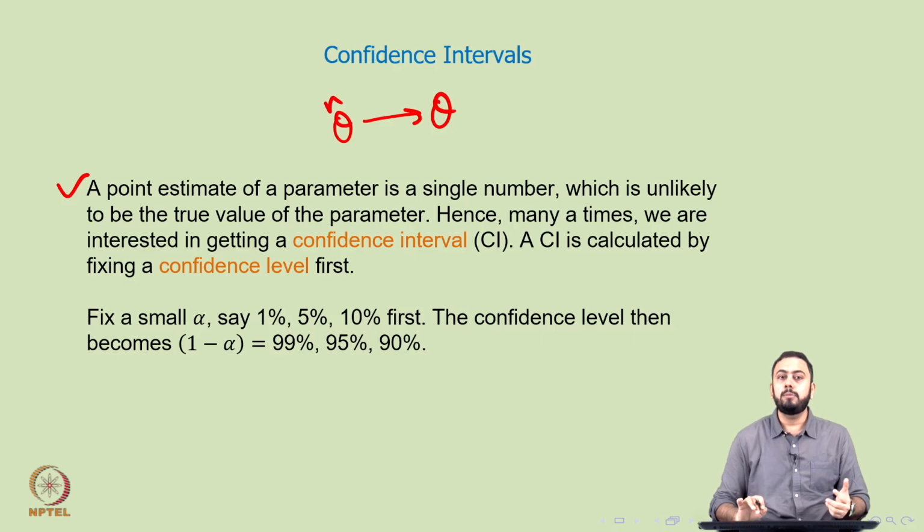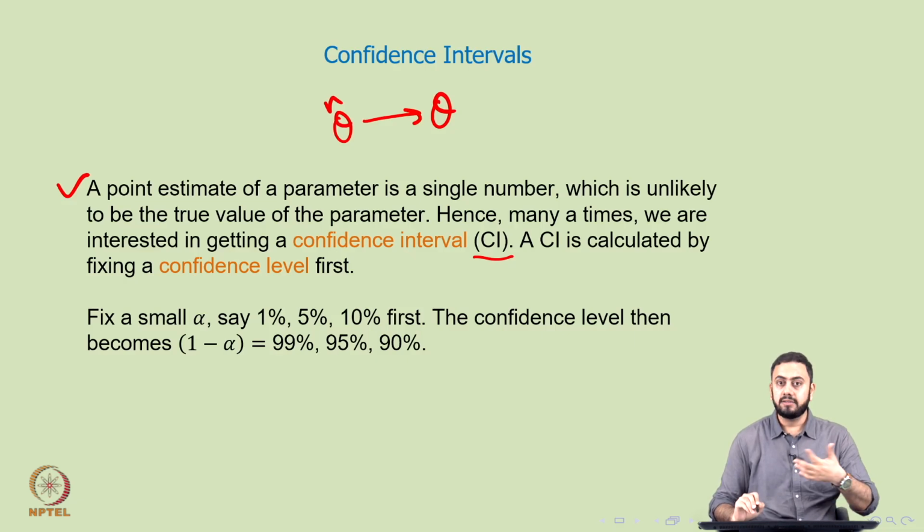So which is unlikely to be the true value of the parameter. Hence many a times what we do is we are interested in getting a confidence interval. In short, we call a confidence interval a CI. So whenever you see CI in this session or even later, a CI stands for a confidence interval. A CI is calculated by fixing a confidence level first.